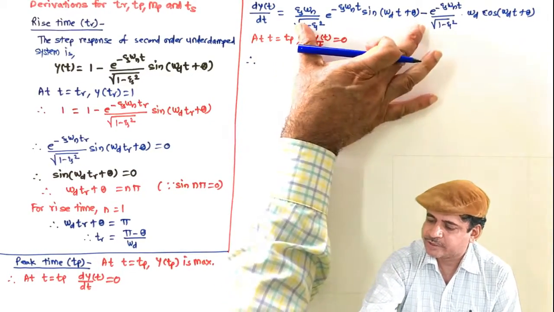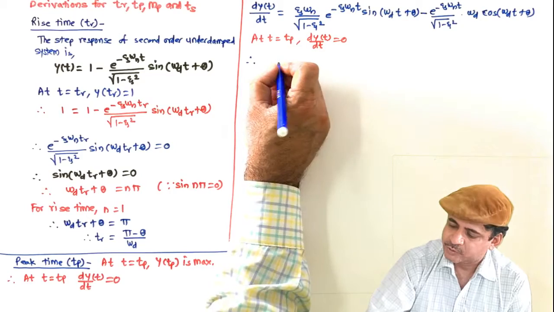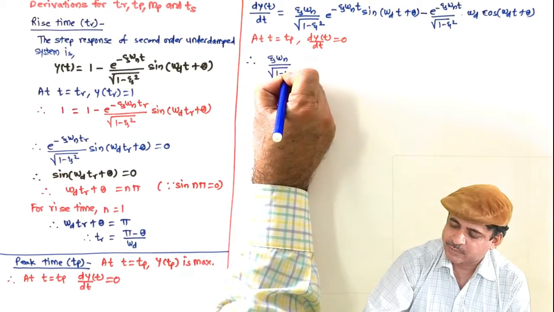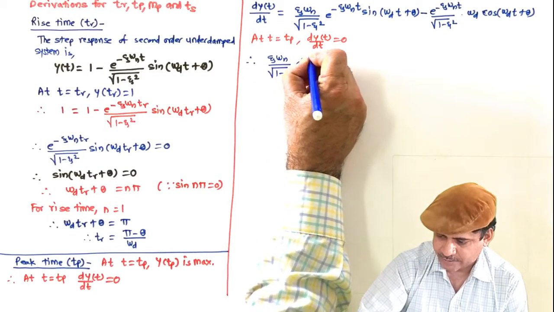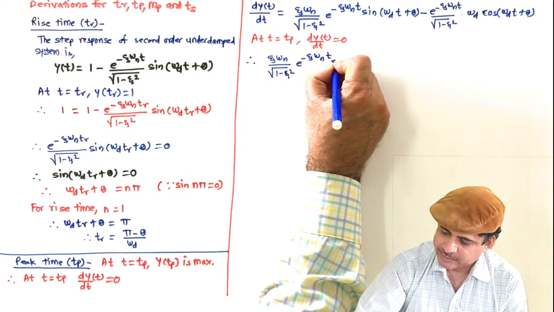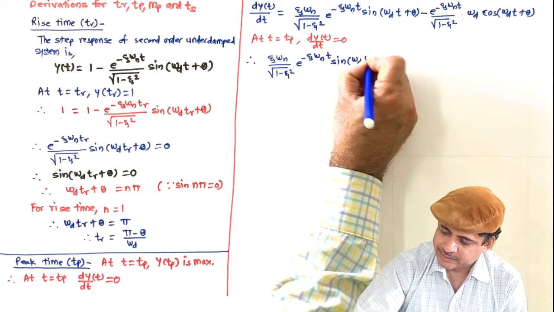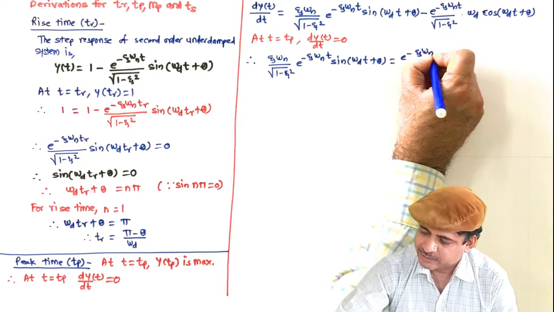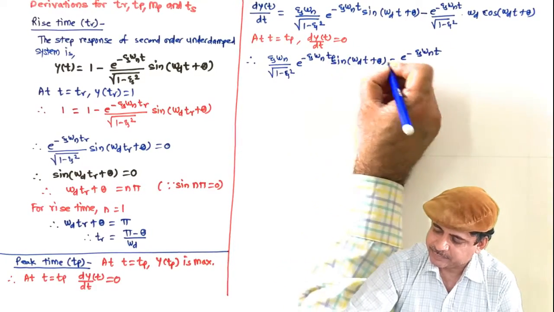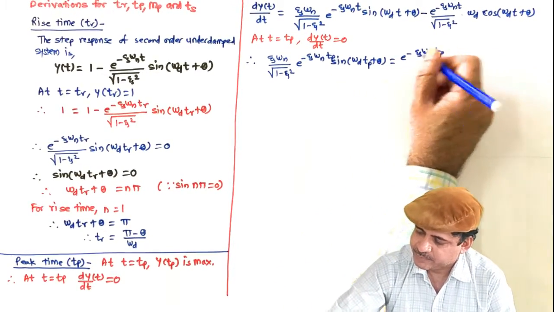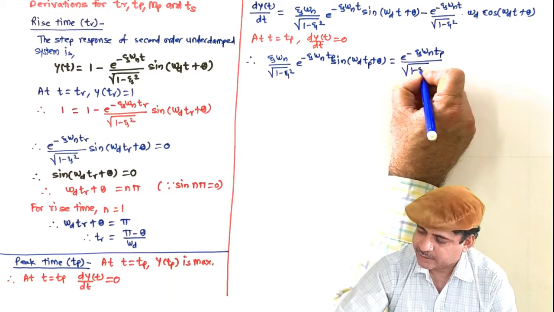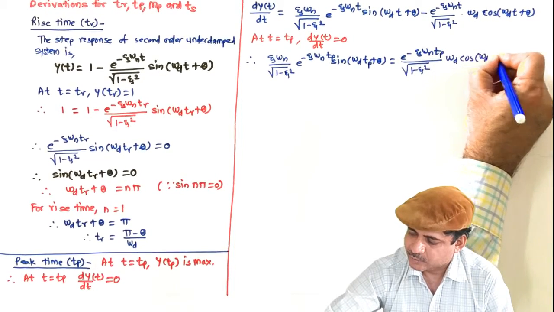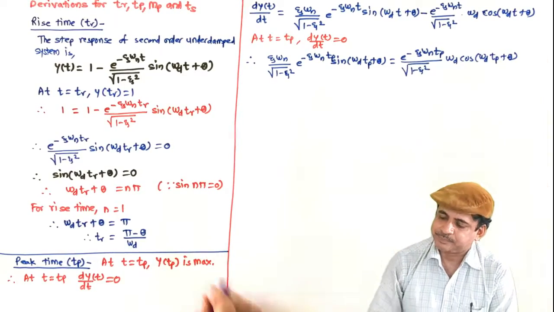So this will be 0. So this term will be equal to this term. So what I get here is zeta omega n upon under root 1 minus zeta square e raised to minus zeta omega n t sine omega d t plus theta is equal to e raised to minus zeta omega n t, and this t is nothing but Tp. So we will make it Tp upon under root 1 minus zeta square omega d cos omega d Tp plus theta.